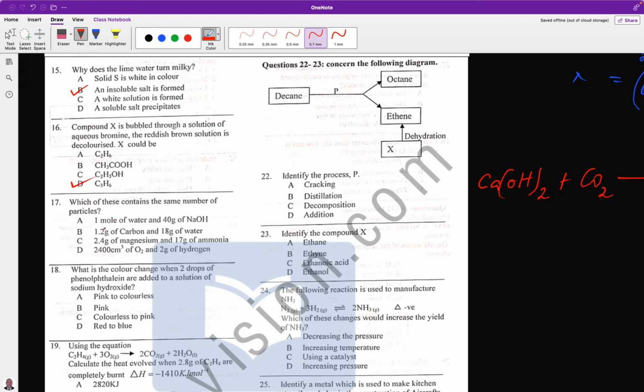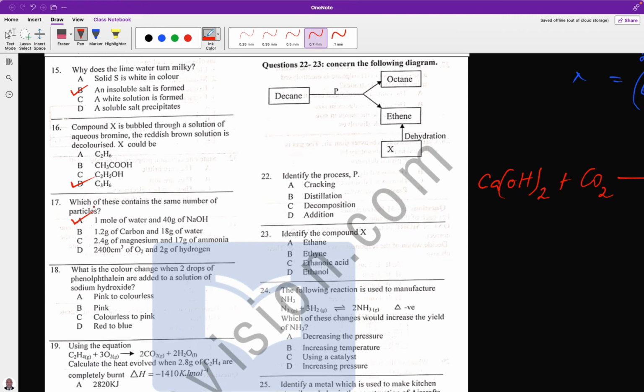Now, 1 mole of water is equal to 18 grams, and the molar mass of sodium hydroxide is 40. That is 23 for sodium, 16 for oxygen, and 1 for hydrogen, making a total of 40. So this is 1 mole and this is 1 mole. Therefore, 1 mole of water and 40 grams of sodium hydroxide will contain the same number of particles, which will be 6.02 times 10 to the 23rd. And we say our answer is right.